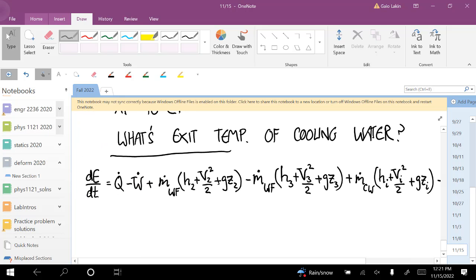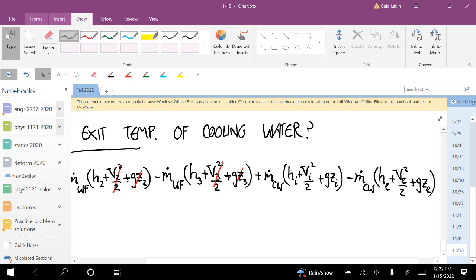And now a million things cancel. Steady state, so that goes away. We're assuming no heat transfer. We're assuming no work done because it's just a rigid device. We'll cancel all the energy terms. I didn't say that, but you'll always do that unless you're told otherwise.